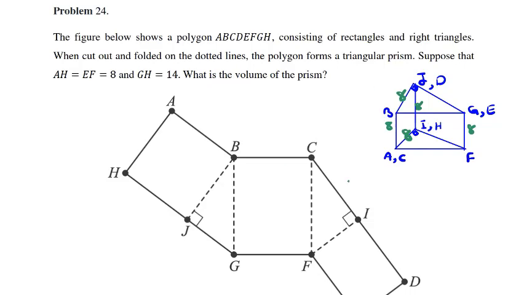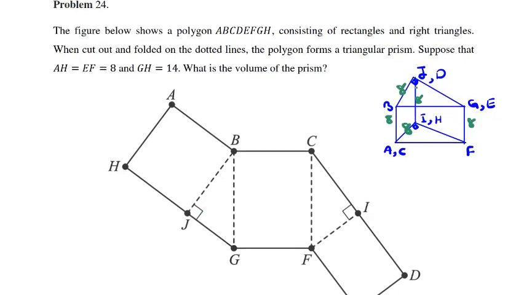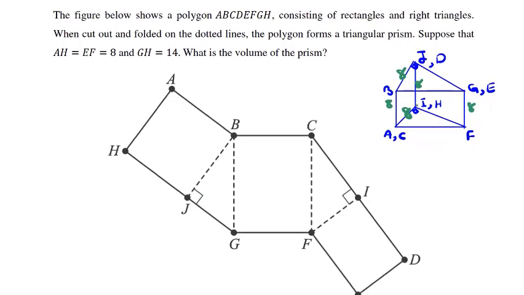GH. Okay, so let's consider something. Here, GH is 14. If I consider these 8s, so AH is 8. It is 8 like this. And if you consider, it is also 8. And this one is also 8 from the problem.